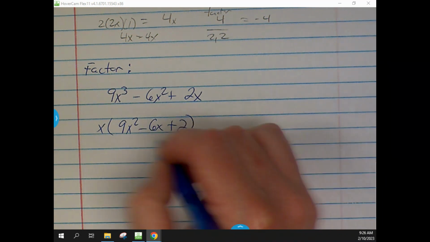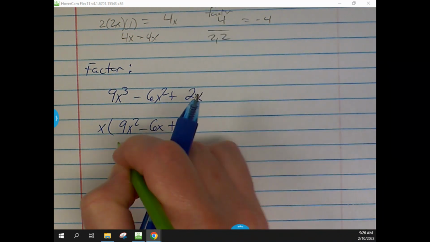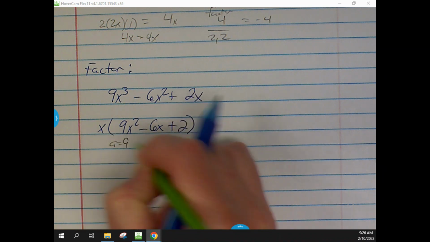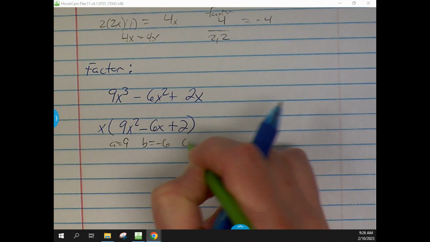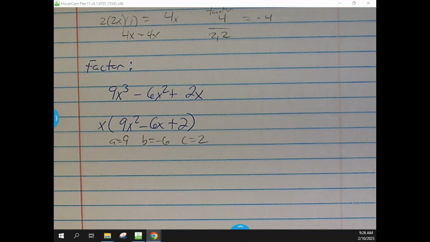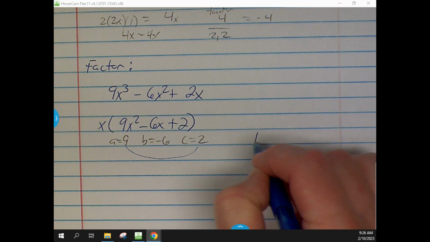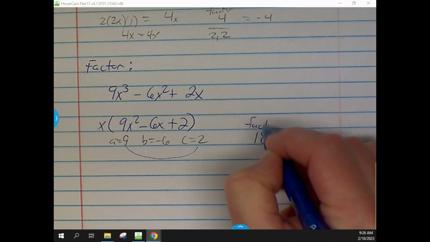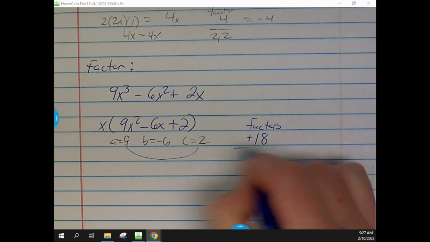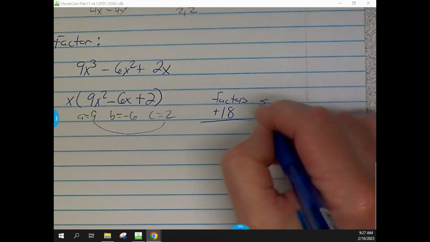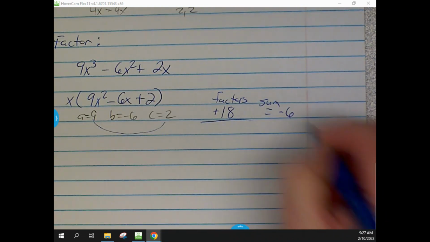So then it becomes, all right, we're going to do the AC method. So we've got our A is equal to 9, our B is negative 6, and our C equals 2. So if we do the AC method, that's 9 times 2 for 18. So it's the factors of a positive 18. We need the sum to equal negative 6.